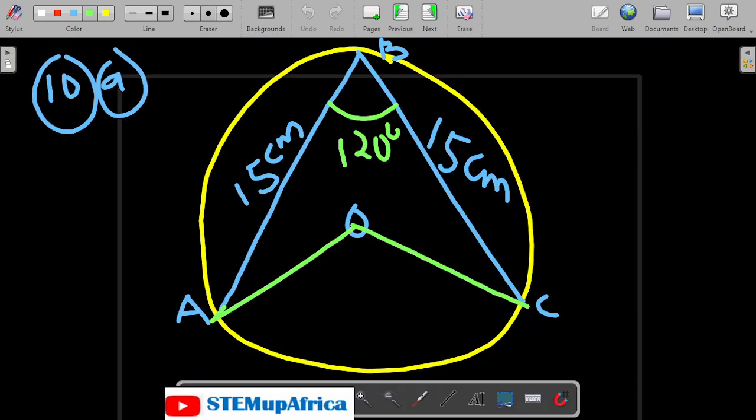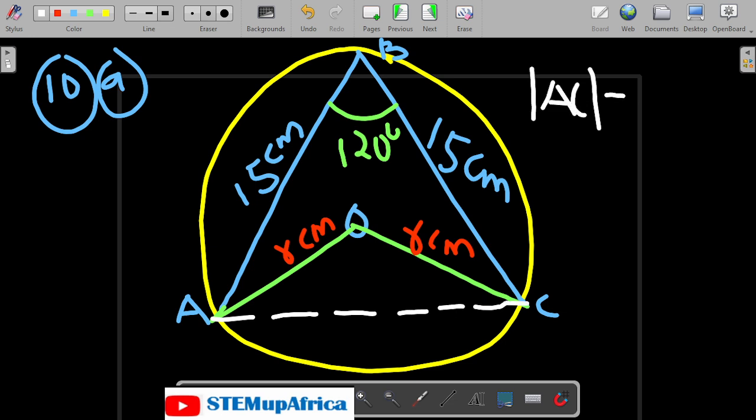So we know that from the center to any point of the circumference is called radius. So here is the radius r cm. Here is also radius r cm. So I can join from point A to point C to form another chord. So AC also is a chord.